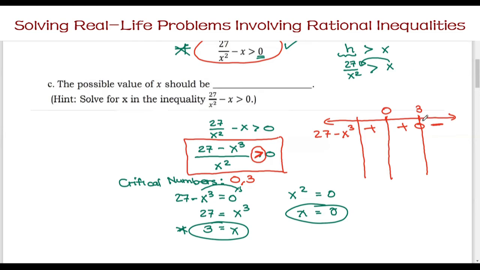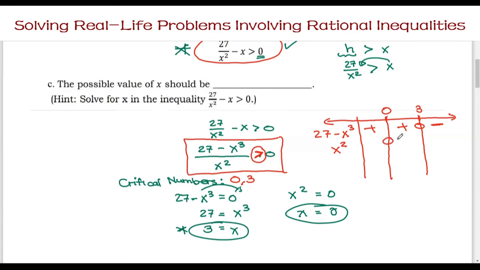What about the denominator? Mag-move on na tayo sa denominator. Ang denominator ay x squared. Saan siya nagsi-0? Dito.